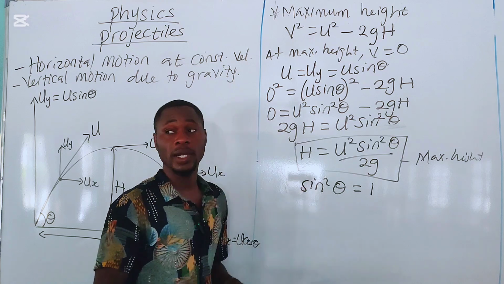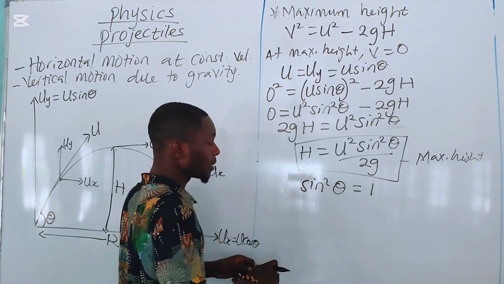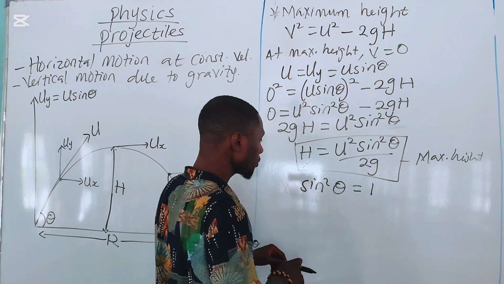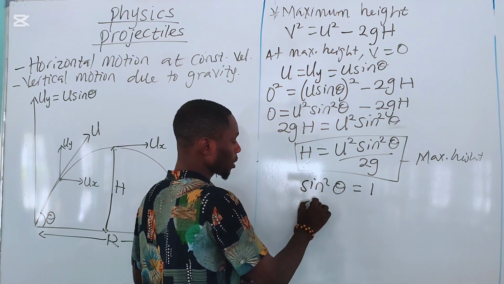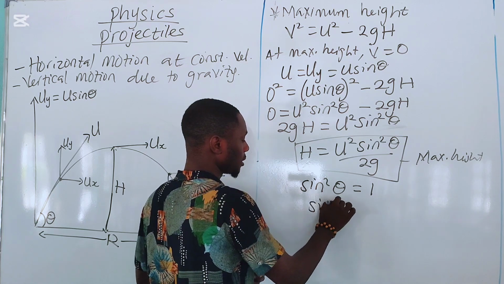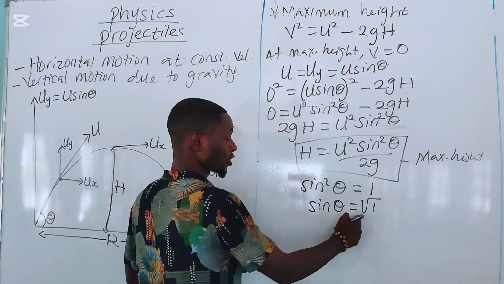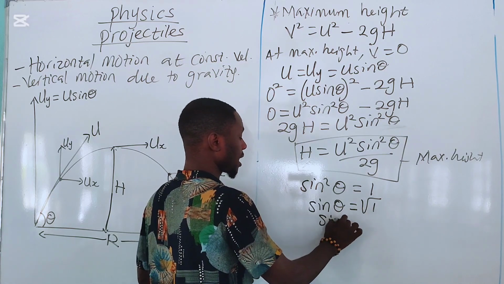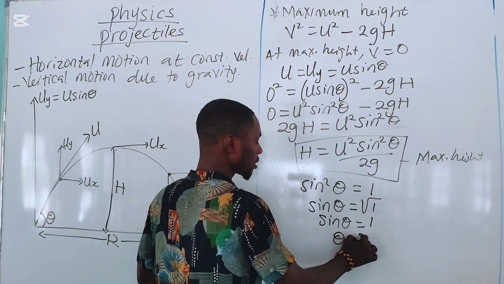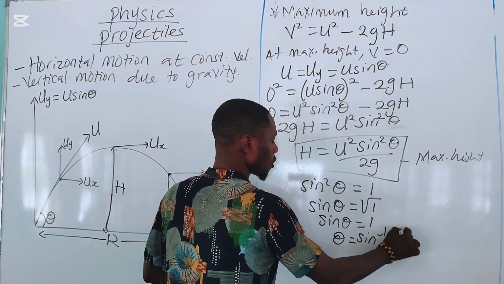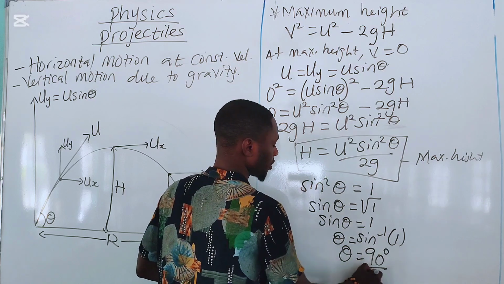And if sine squared theta is equal to 1, what is theta going to be? For us to get theta, we need to take the root of both sides. So when we take the root of both sides, we have sine theta equal to the square root of 1, and the square root of 1 is still 1. So sine theta is equal to 1. So theta becomes the sine inverse of 1, and sine inverse of 1 is 90 degrees.